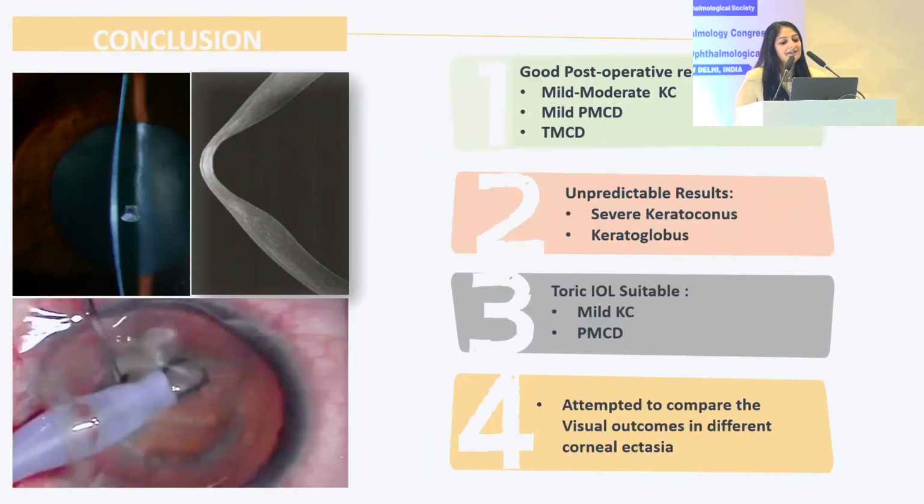The conclusion is that mild and moderate KC, mild PMCD and TMCD give good post-operative results. Toric IOL is suitable in mild KC and PMCD, but unpredictable results can be expected in severe keratoconus and keratoglobus.